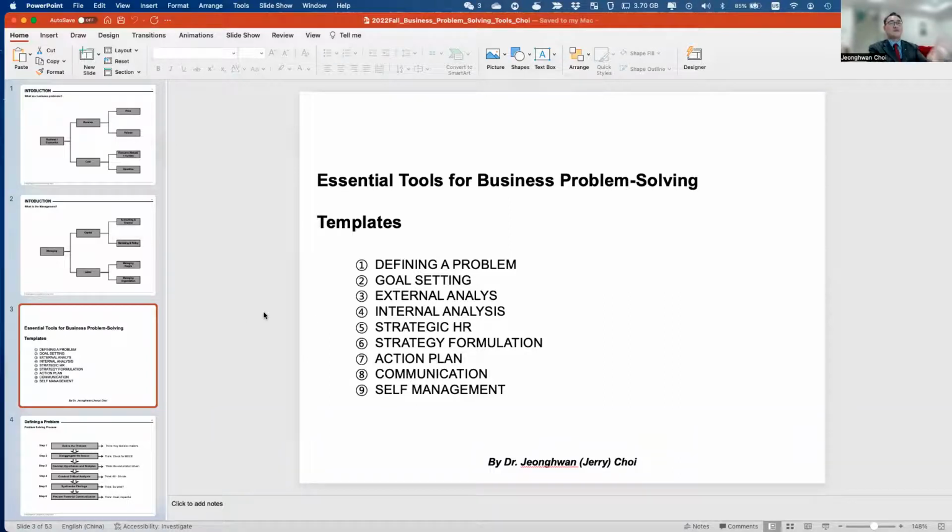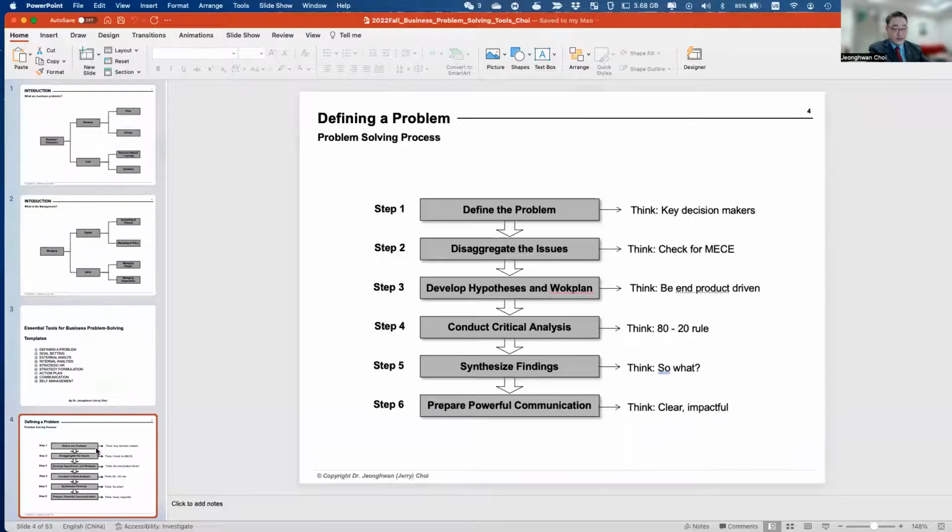Okay, so I am introducing these tools, 9 different types of tools. So before starting or using the tools, we start with the process. There must be the best way. There must be a right process. There must be the best, efficient, and effective way to solve a business problem.